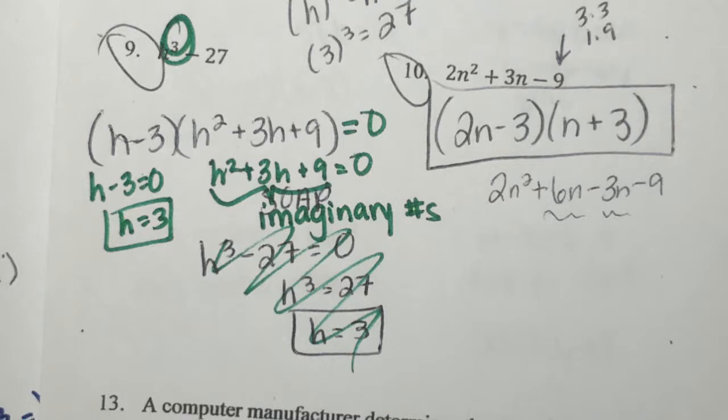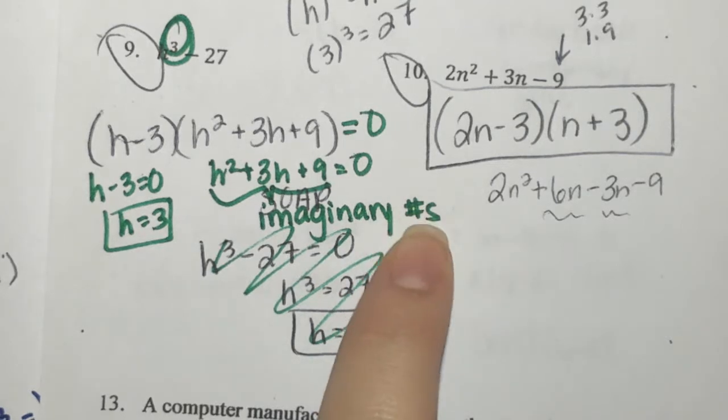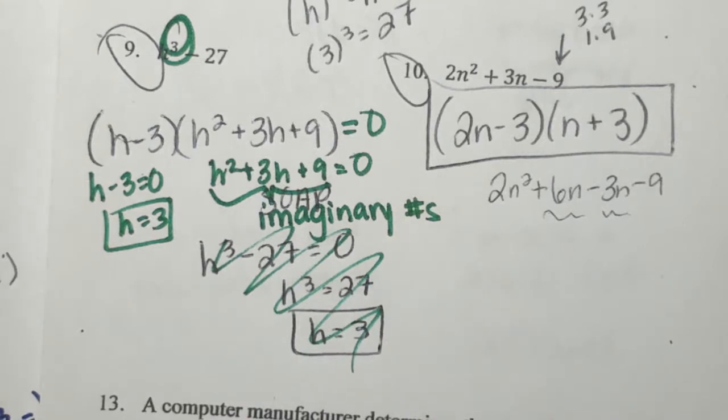However, when you leave me, because you are a very smart class, most of you should be going on to pre-calculus after this. When you go on to pre-calculus, you're not going to get to just cop out and not solve. You would have to use the quadratic formula to figure out the actual answers with the i's and the whole nine yards.